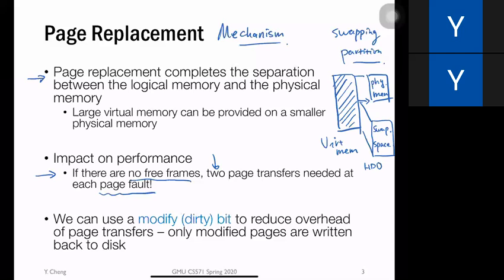But we could always do optimization to further improve performance and further reduce this page transfer or I/O overhead. The optimization is called the modified bit, or the dirty bit. How it works is we embed this modified bit as part of the metadata within the page table, which is the indexing data structure used to provide the page address translation from the virtual address to the physical address.